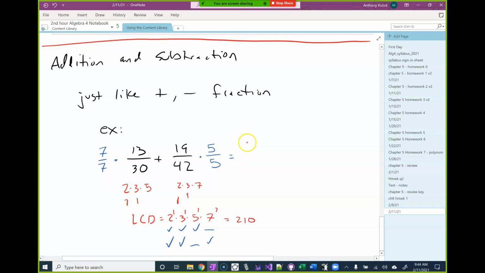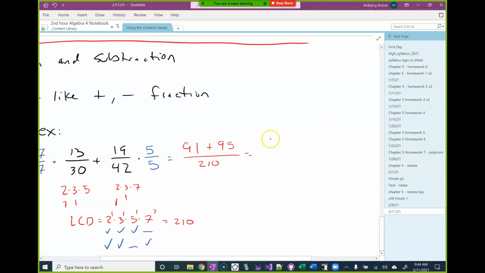So 7 times 13 is 91. And then 5 times 19 is 95. If I add 91 and 95, I get 186 over 210. And now I'm going to need to reduce, right? When I do the prime factorization of 186, that's 2 times 3 times 31. 210 is, and I knew that already, we found that least common denominator. So when I reduce, I end up with 31 over 35.